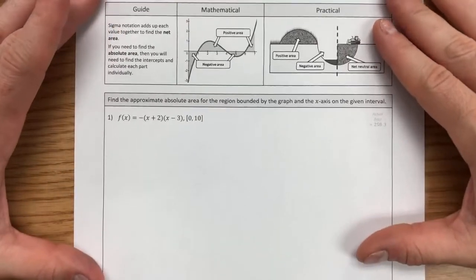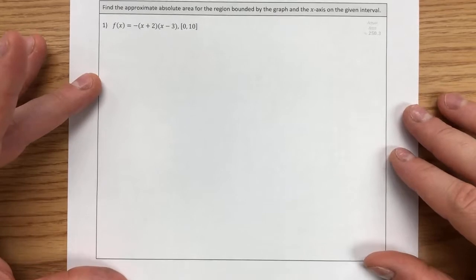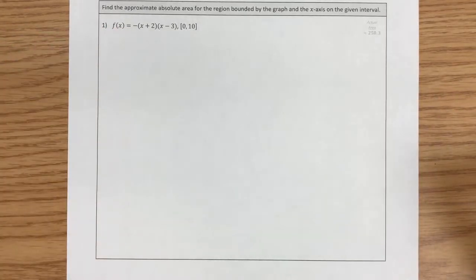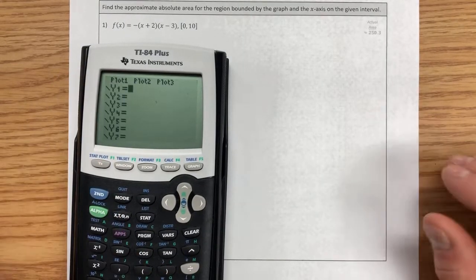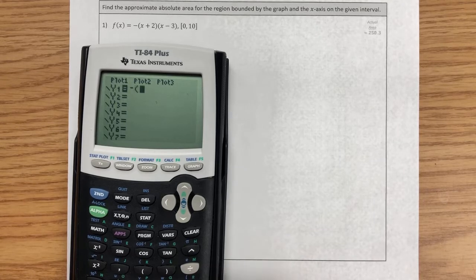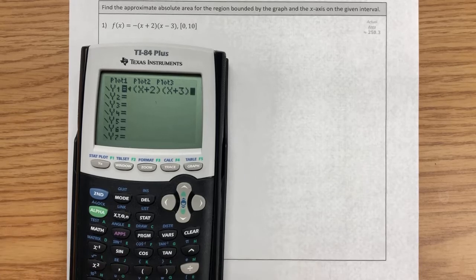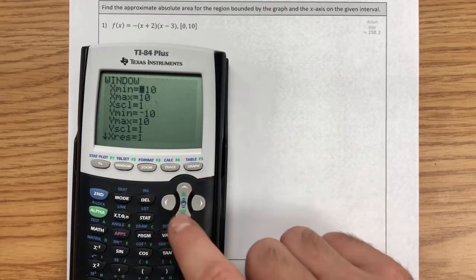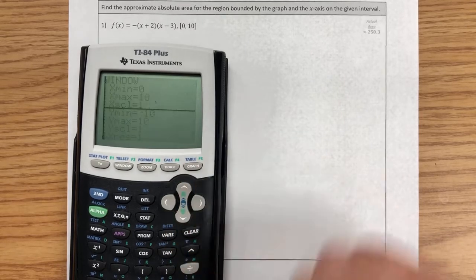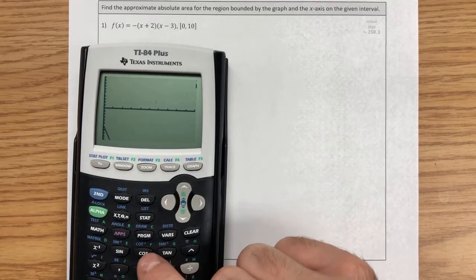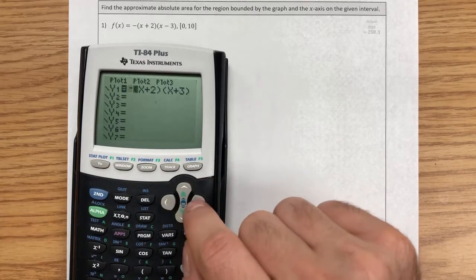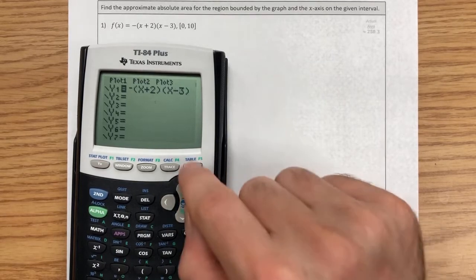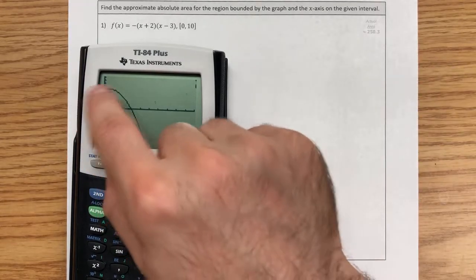So to further highlight that, let's take a look at the first question. Now the first question right here, I've got this graph and I'm bounding it from 0 to 10. So I think the best way to start this is let's take a look at this graph and bound it from 0 to 10. So I have a negative x plus 2, x plus 3. And let's take a look at the window from 0 to 10. Okay, so it's way down there. Hold on, did I get that right? No, minus 3. There we go. So what I see is the graph.